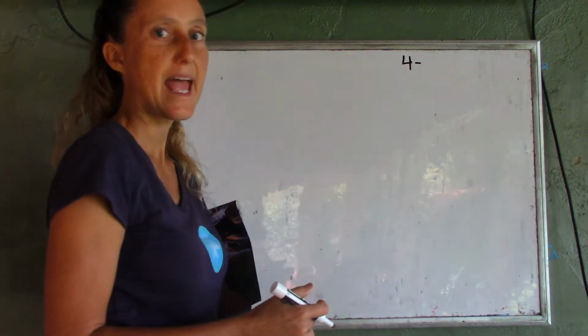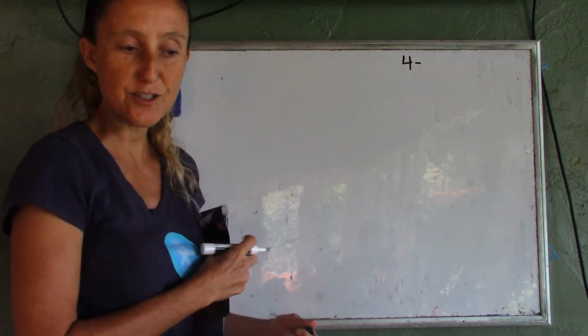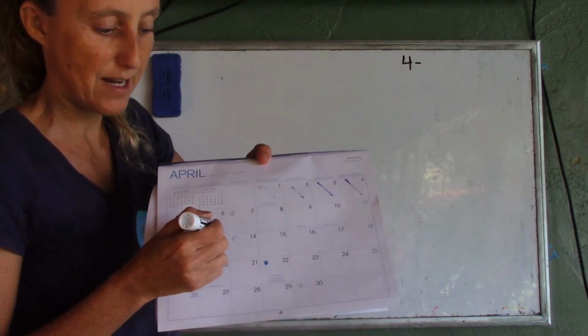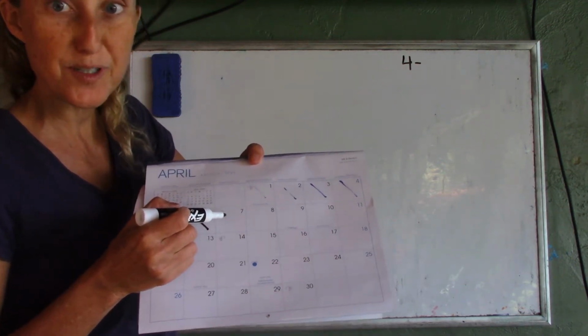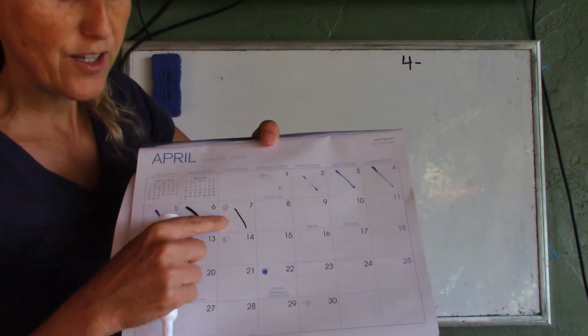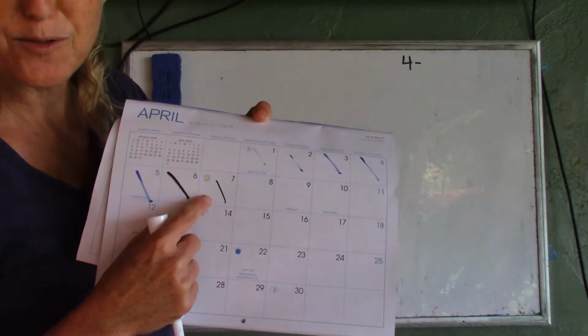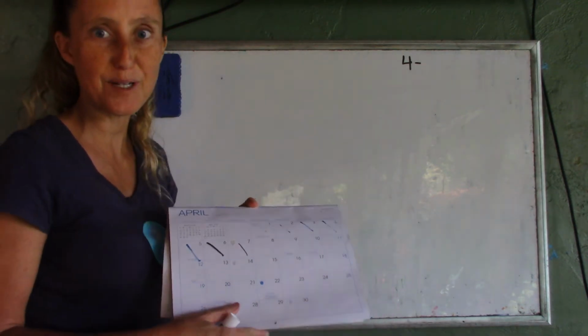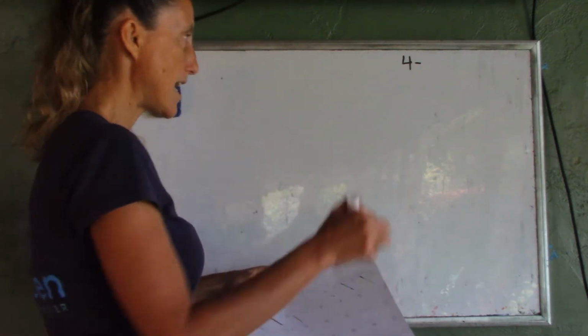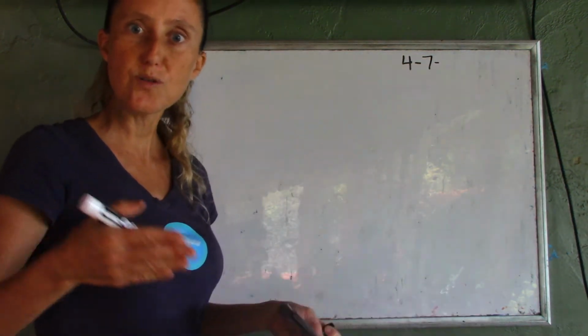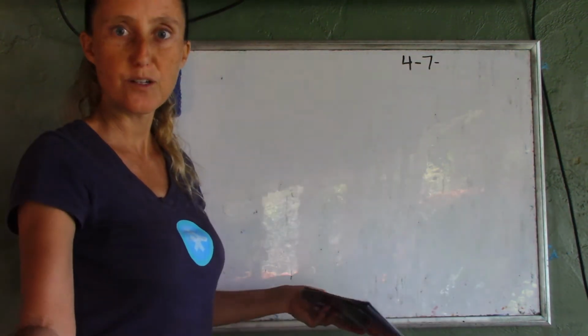There we go. And yesterday was April 6th. I forgot to cross that one out. Today is April 7th. And if you look, there's a little full moon right there. So tonight there should be a full moon. Pretty exciting, huh? Okay, so today is April 7th, and it's still the year 2020.